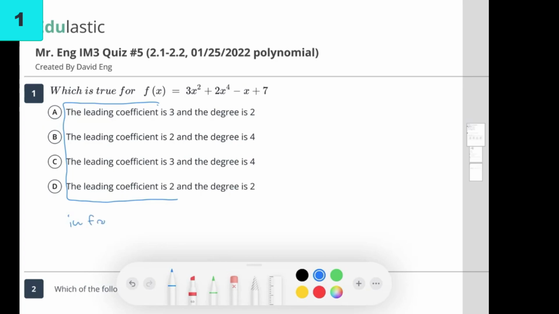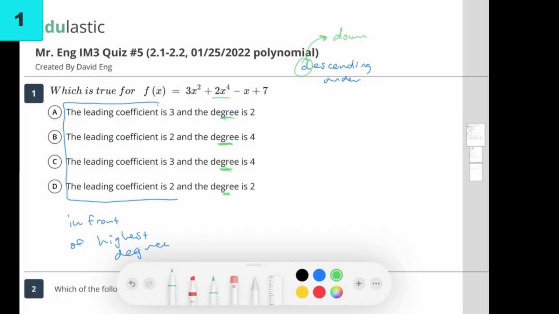In front of the highest degree. Now you'll notice something, they try to trick you here, and it tricked me, is that this polynomial is not written in descending order. Descending order is like the D is going down, and that kind of goes to another vocabulary word, the word degree.